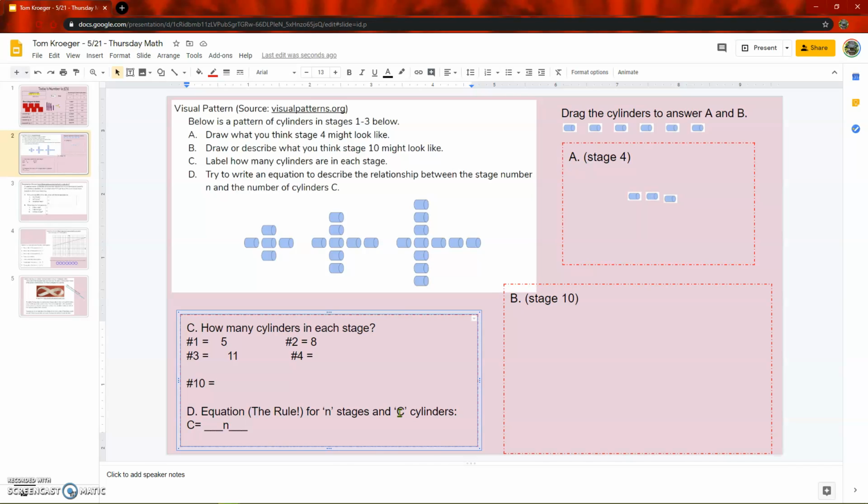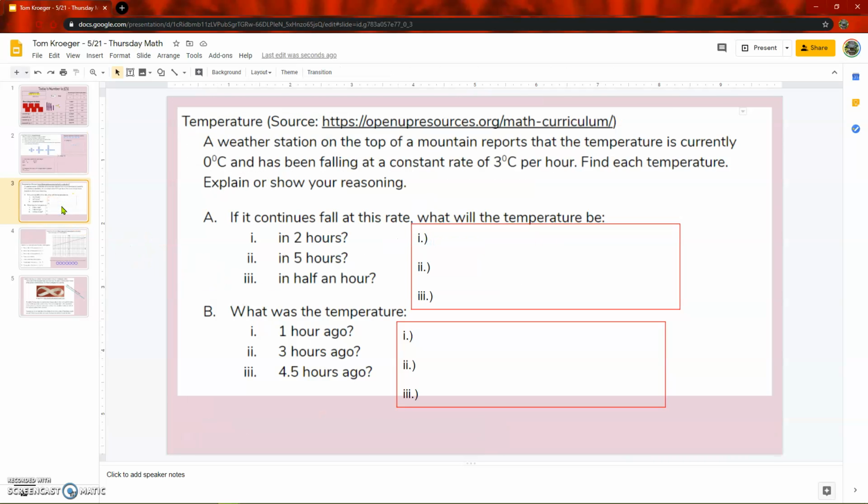So I'm not going to give you that answer just yet, because there might be different ways of figuring that out. All right, moving on to the next slide. Okay, this one is just a pattern of temperature changes, so be careful with this one. So far the work that I've seen, you guys are pretty good. Just be careful. This one, the first box here is about the temperature in a few hours from now.